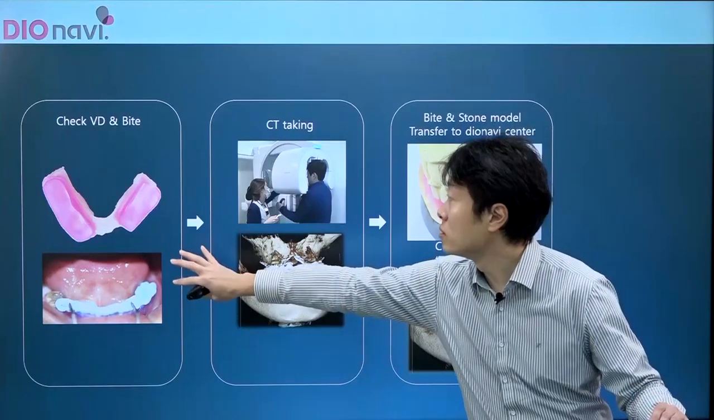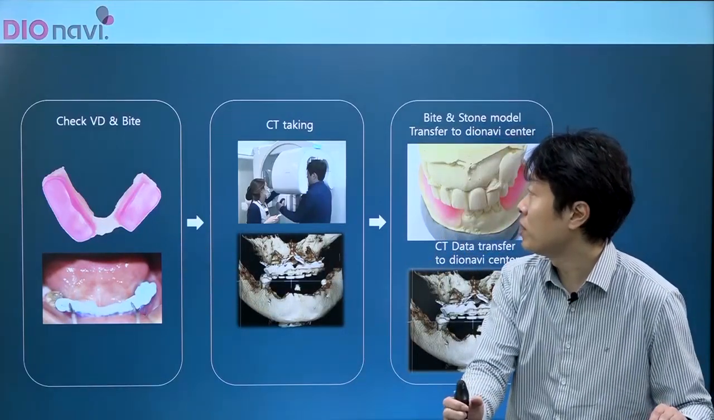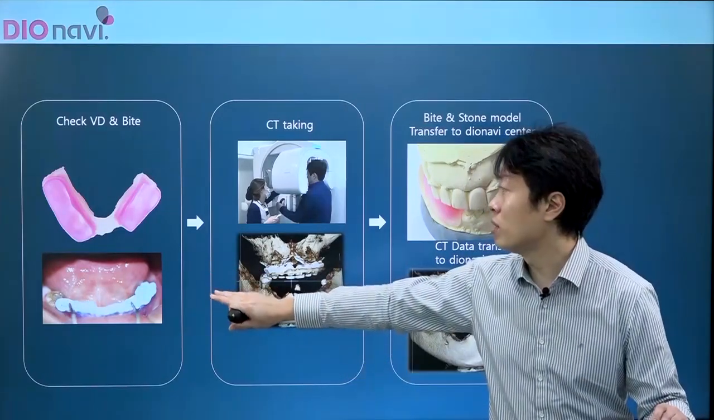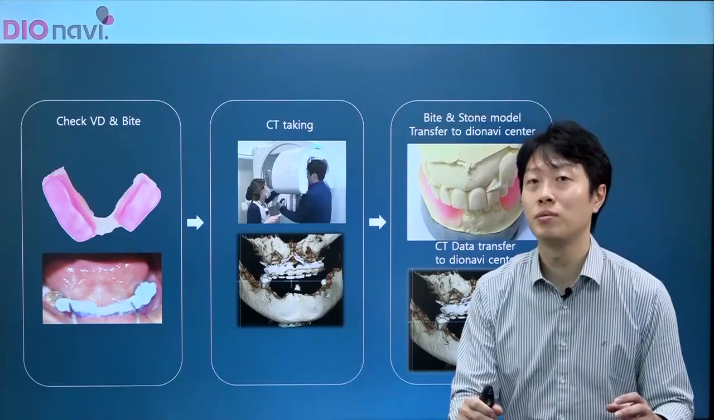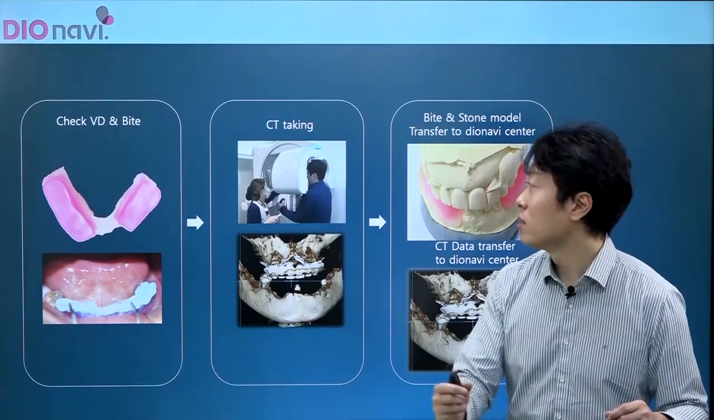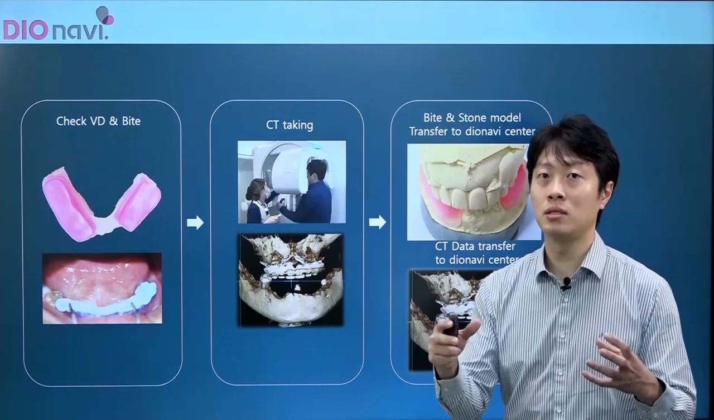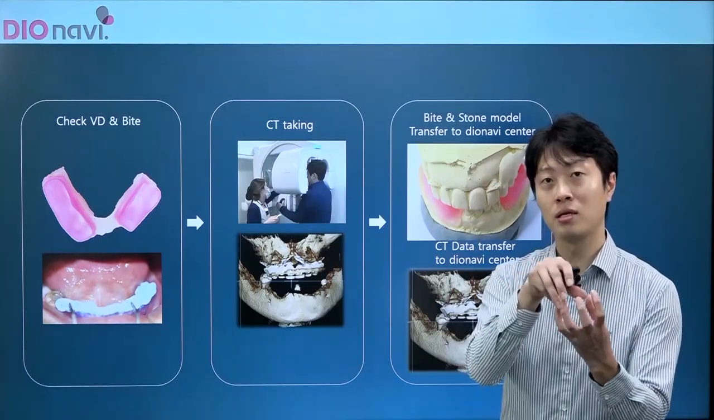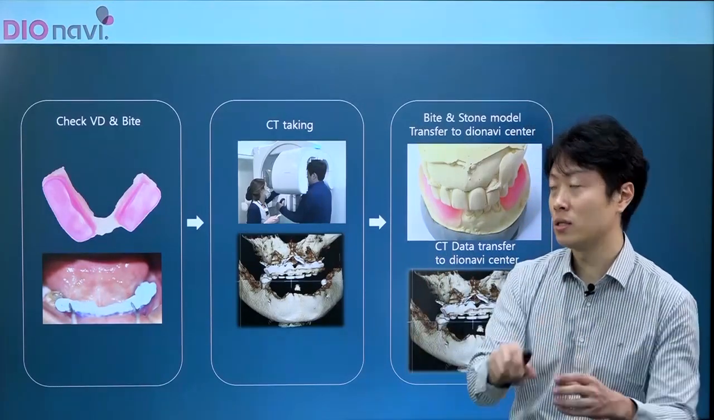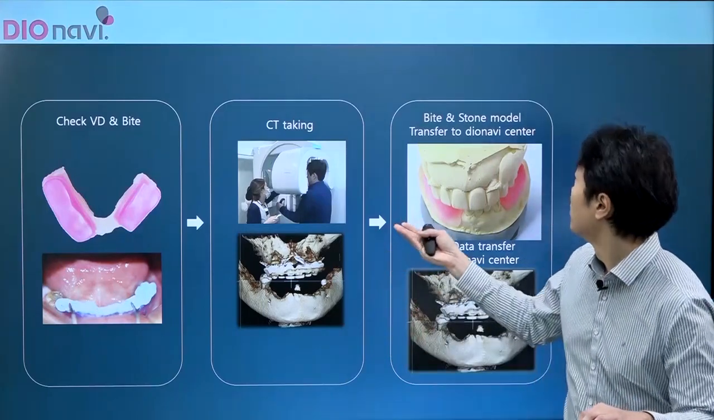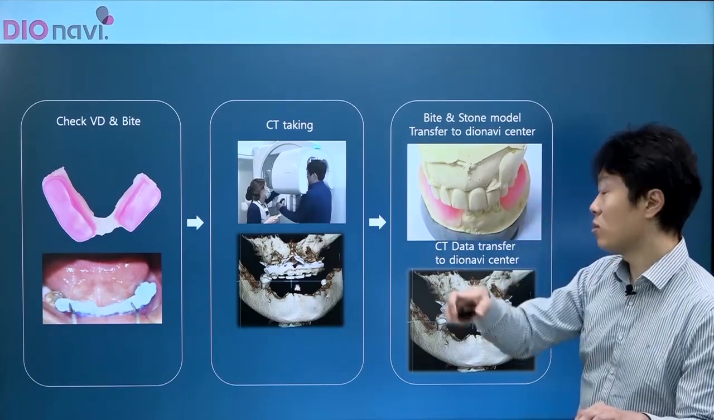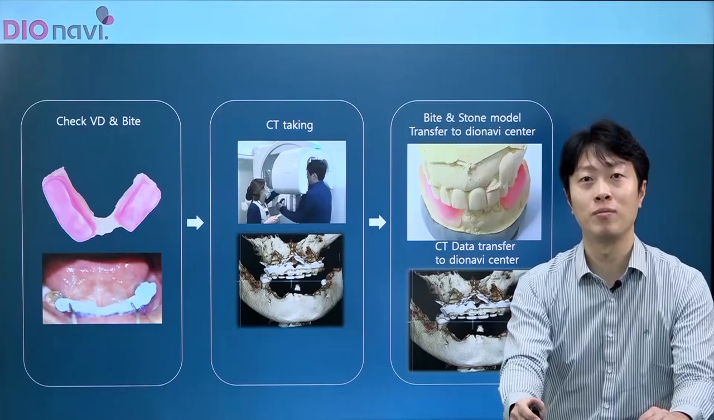When we receive the guide produced with the wax rim, we can try it intraorally. As with the production of RPD, we should check the vertical dimension and occlusion to adjust the wax rim. Now, if the vertical height and occlusion are formed in the location you intended, take the bite impression in that location. Take a CT scan as it is. Take a CT scan like this, and when the patient comes out to the chair, send the stone model, bite, and guide obtained as such to the DIOnavi Center, and the center will take care of the remaining procedures.